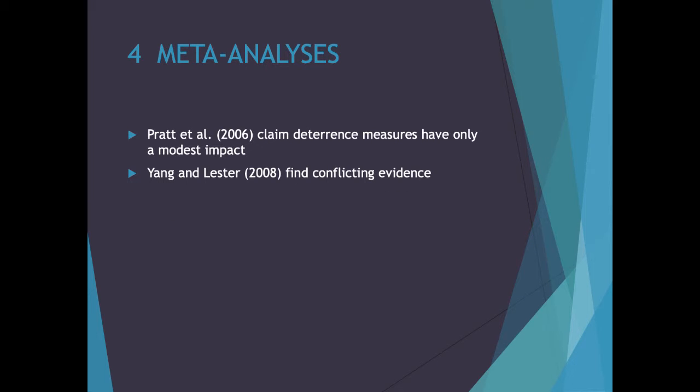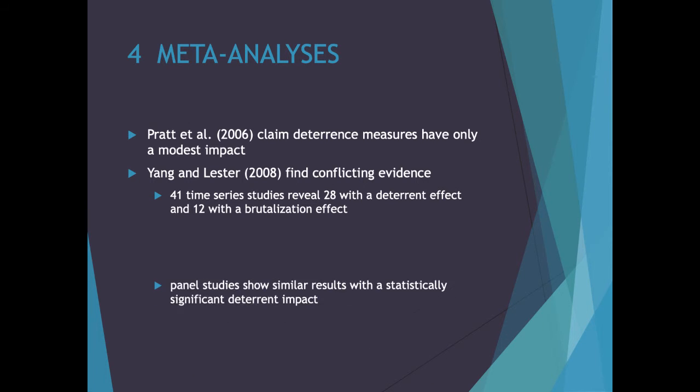All right, and then going on to meta-analysis, Pratt claimed that deterrent measures only have a modest impact, and Yang and Lester found conflicting evidence. So you can go look at these evaluations more in depth in your textbook if you'd like. All right, in the Yang and Lester study, they found that there were 41 time series studies revealed 28 with a deterrent effect and 12 with a brutalization effect. So that was looking at the death penalty.